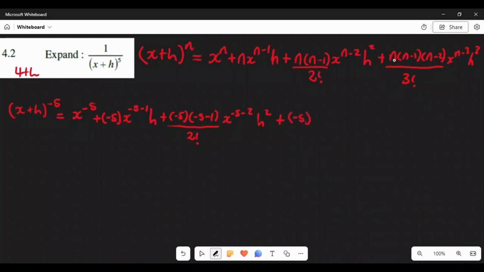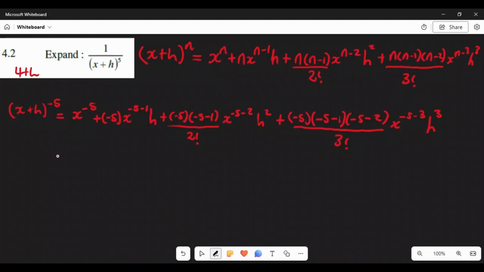It's going to be negative 5, remember this is n, multiplied by negative 5 minus 1, multiplied by negative 5 minus 2, and then this is divided by 3 factorial, multiplied by x to the power of negative 5 minus 3 and h to the power of 3. Guys, as you can see, what I did here was substitute negative 5 as our n. Wherever there is n in this formula, we substituted negative 5. x is x and h is h.